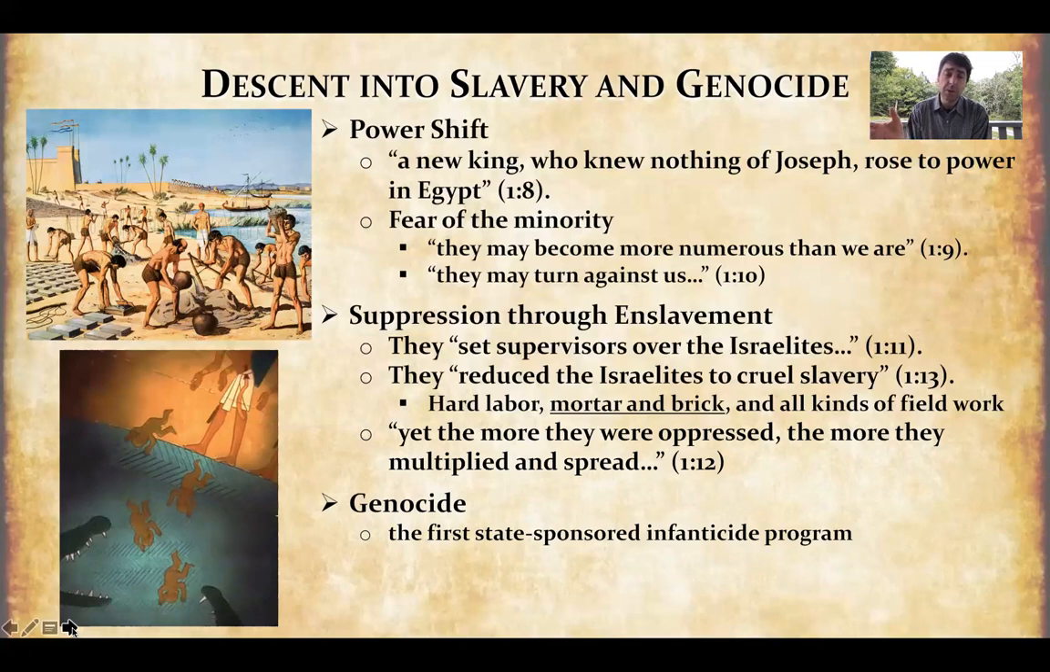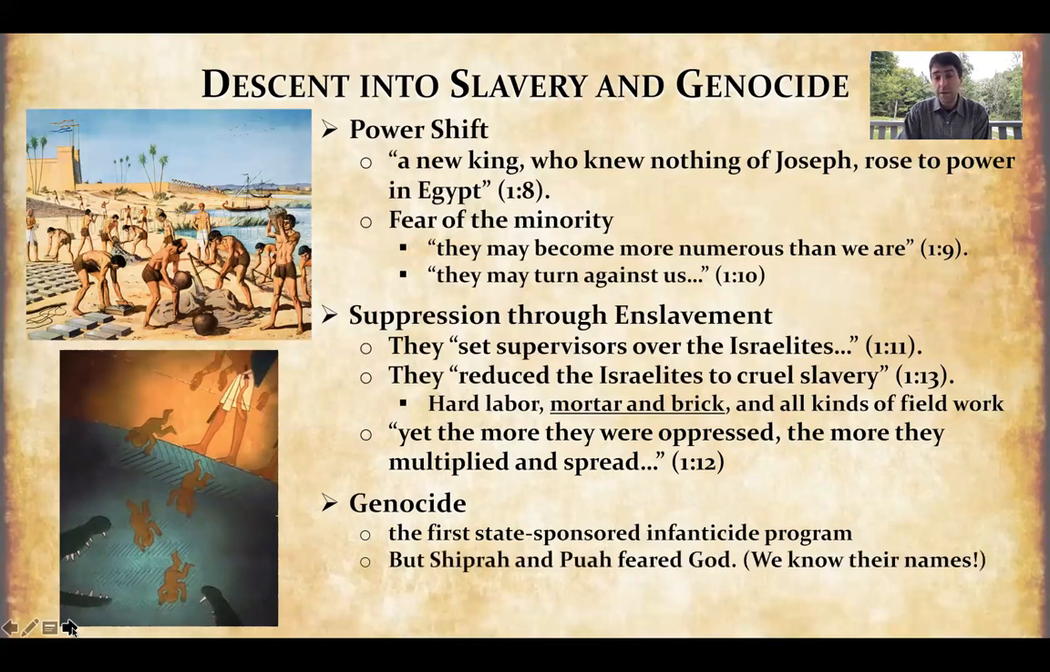Daughters and women could join other families and tribes and be assimilated, absorbed into the Egyptian culture. So to kill the males is really to cut off the continuity of the people's identity. So that's why they were especially targeting the males.